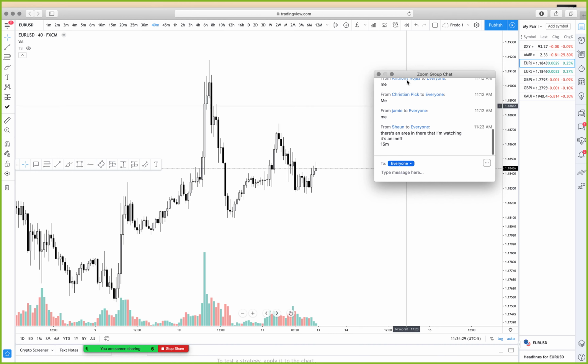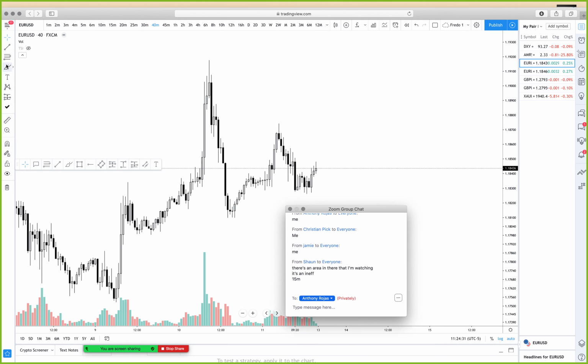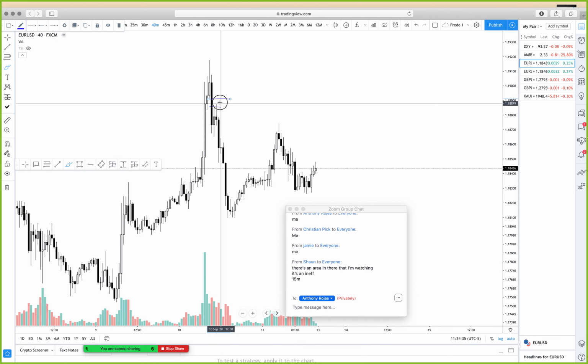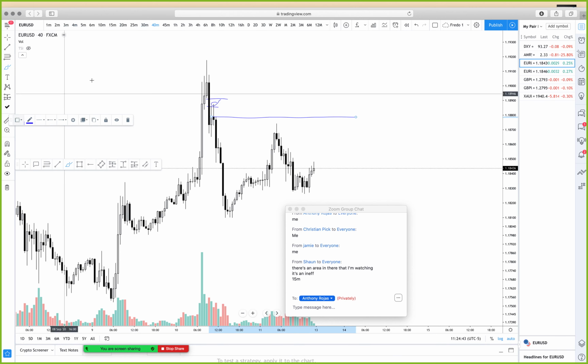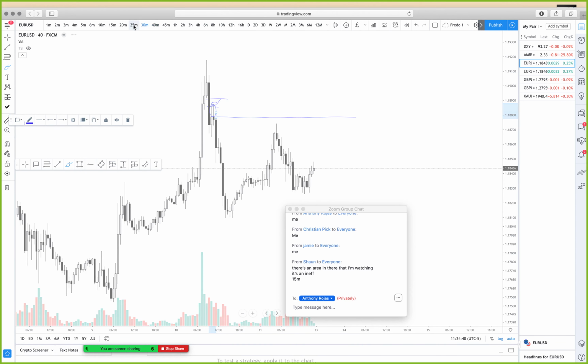So just off the bat here, right, as I'm going through time frames, inefficiency here, that is tapped. The open of that candle has not been tapped. So that's my 40-minute potential SC inside that wick.